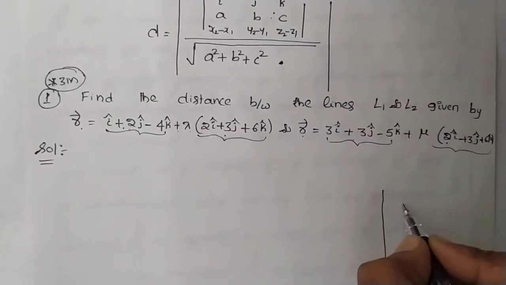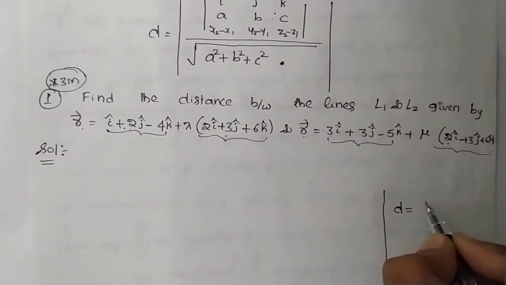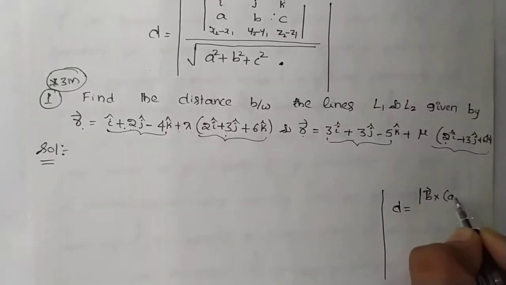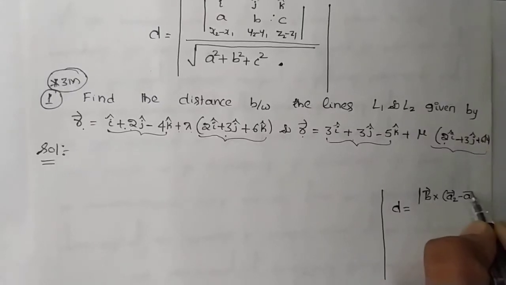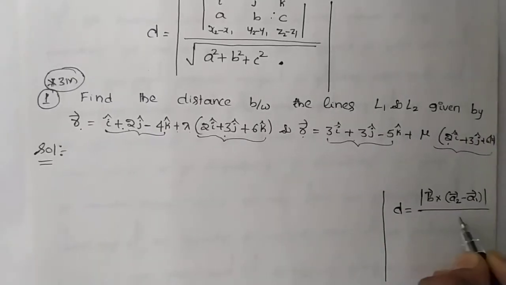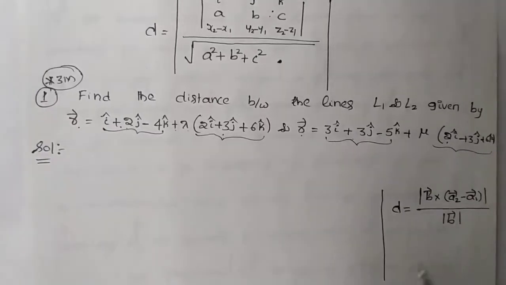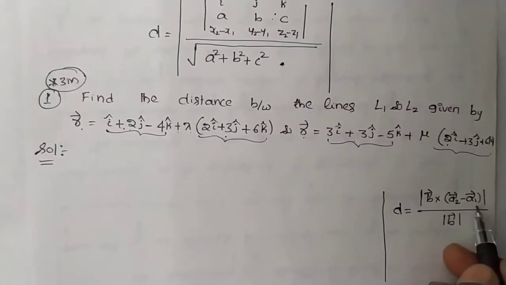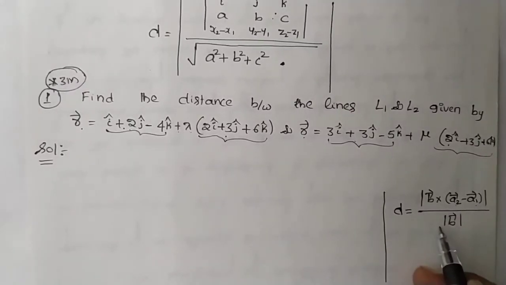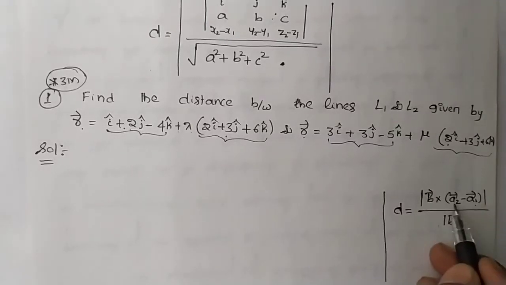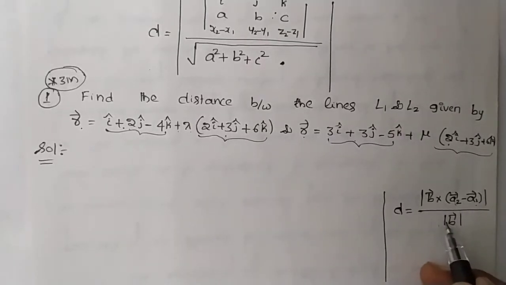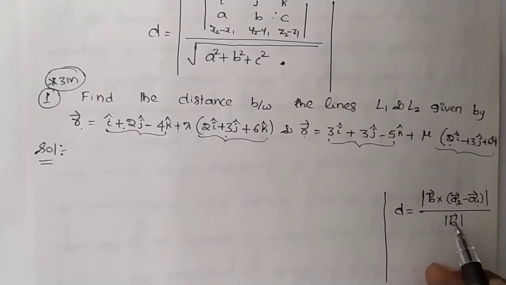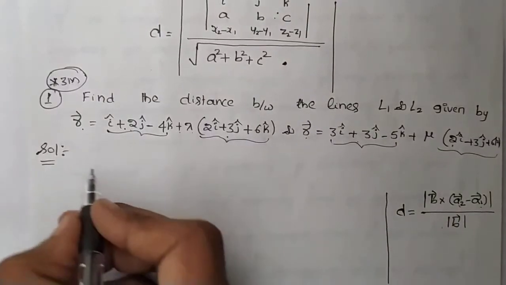What is the formula? You just recall it. d equals the distance between the two parallel lines. d equals the magnitude of b vector cross (a2 vector minus a1 vector) divided by the magnitude of b vector. It is the formula, isn't it? In this formula we have a1 vector, a2 vector and b vector. First identify these vectors in the lines.